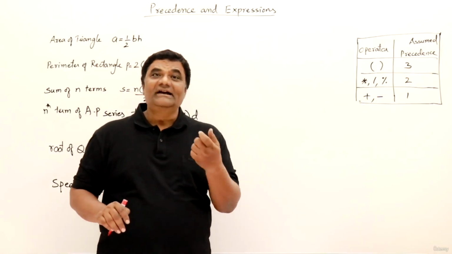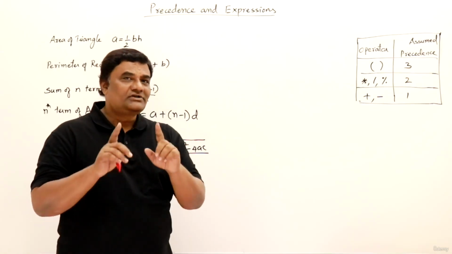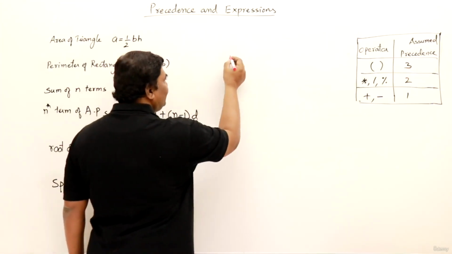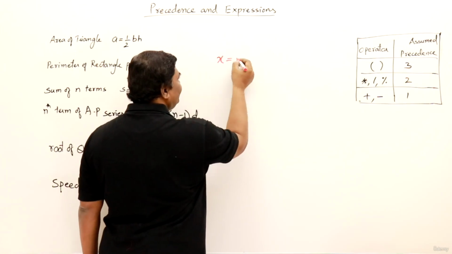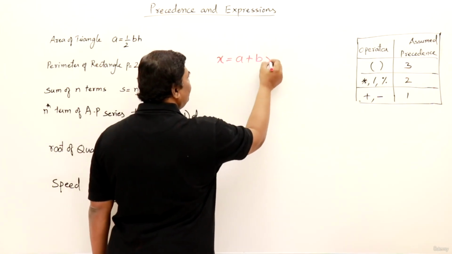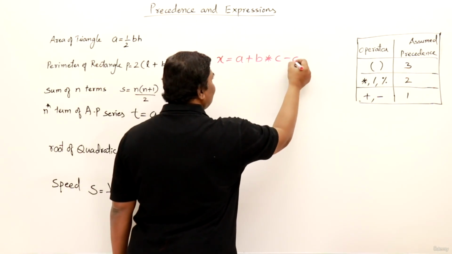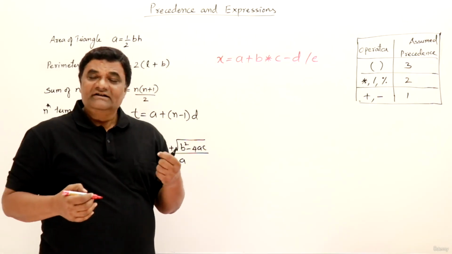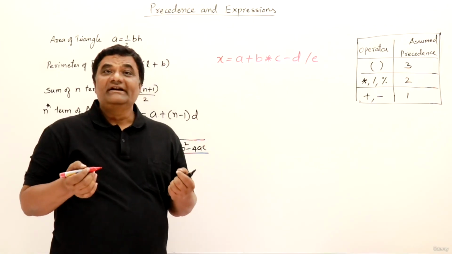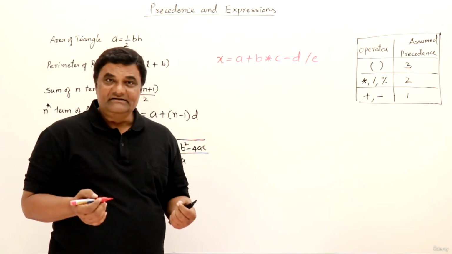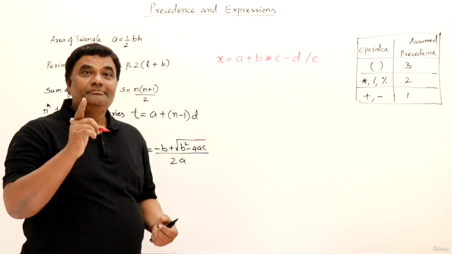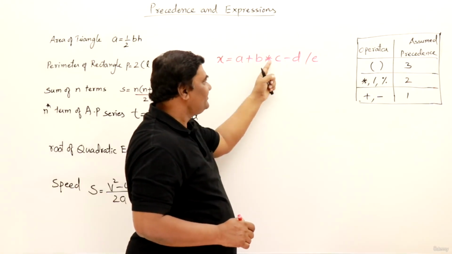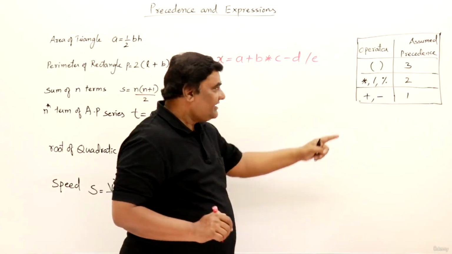Now how does precedence affect things? Let us understand that. I will write one formula and then show you. Suppose I write x assigned with a plus b multiplied by c minus d slash e. This is the formula I have written. Now in this formula, which operator gets executed first? That actually depends on the precedence of operators. How many operations have I used here? Addition, subtraction, multiplication, division. Four operations.